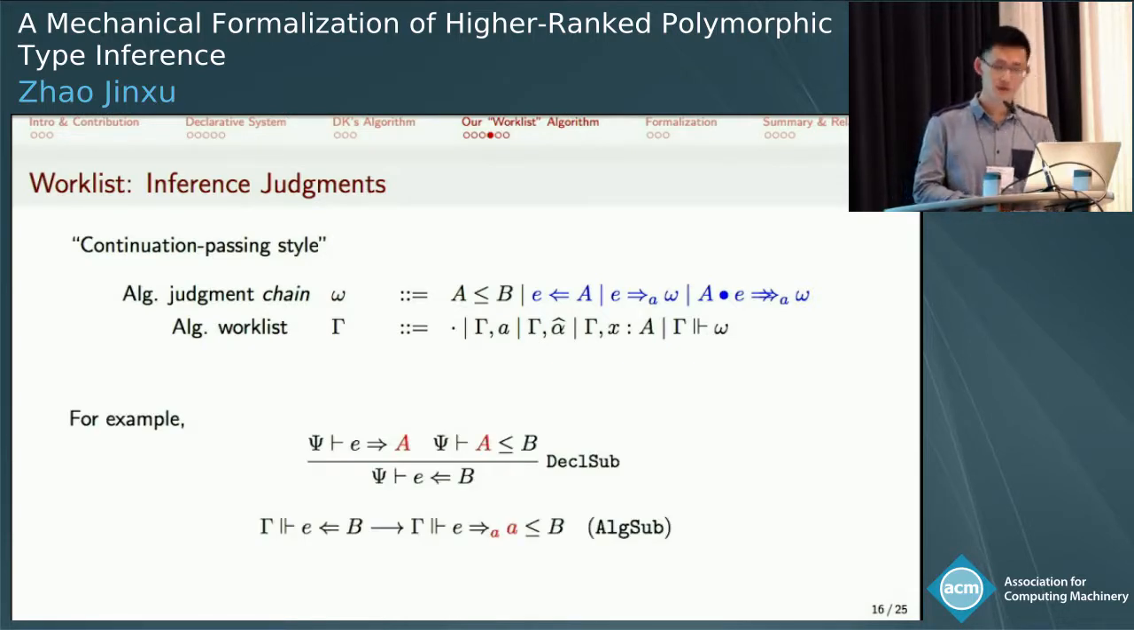So this is the subsumption rule, right? The declarative system subsumption rule. If you want to check, you can first infer the type, and then you use the output of the infer for the subtyping judgment. And this is exactly what we do for the algorithmic system. So you infer the type of the expression E, and you don't know the type yet, but you will operate on that type later. So it's a continuation passing style.